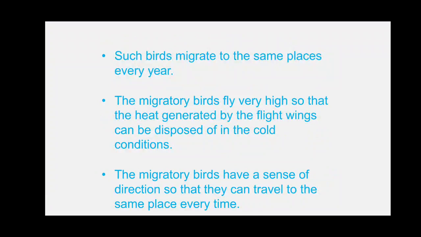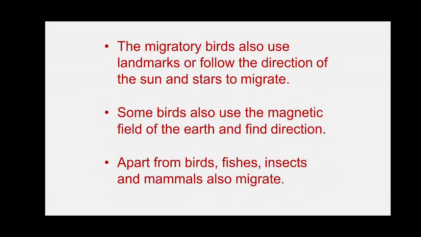To protect themselves, they move from one place to another. Such birds migrate to the same place every year. The migratory birds fly very high so that the heat generated by the flight wings can be disposed of in the cold condition. The migratory birds have a sense of direction so that they can travel to the same place every time. They also use landmarks or follow the direction of the sun and stars to migrate. Some birds also use the magnetic field of the earth to find direction.